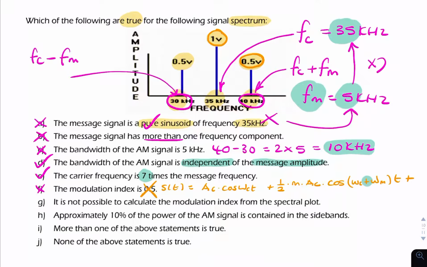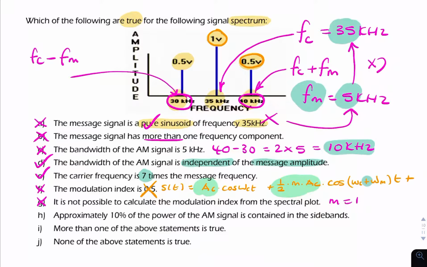G, it's not possible to calculate the modulation index from the plot. Well, from this plot, it was possible. We literally just did it. We said m equals 1. So that's not true. In general, it might not be possible to find the modulation index for other spectra, but when it's a simple case of a single tone message, we can simply use the amplitude and look at these coefficients and compare them, and we can calculate the modulation index.